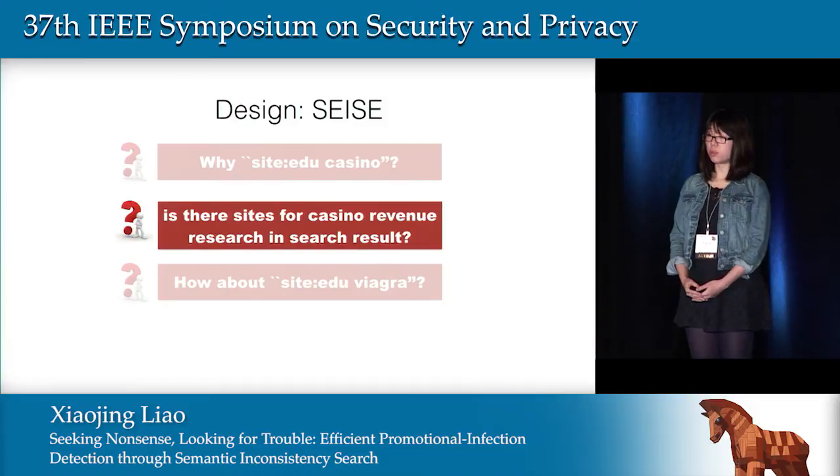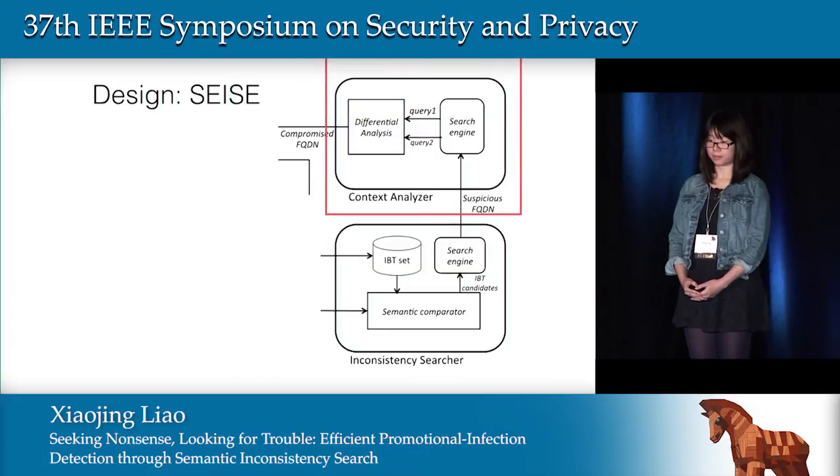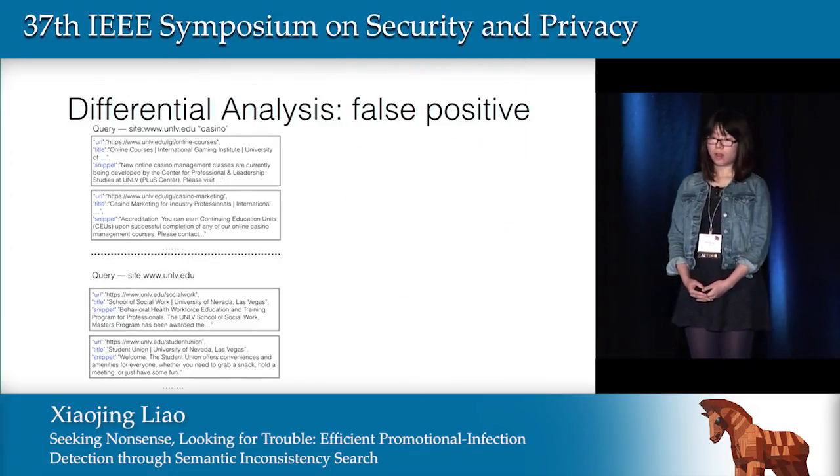Then we try to suppress false positives in the search results. In SIS, we conduct a differential analysis with a context analyzer to reduce false positives. Here we show two examples to describe how it works. The first one is a false positive, a casino marketing course at a university in Las Vegas.